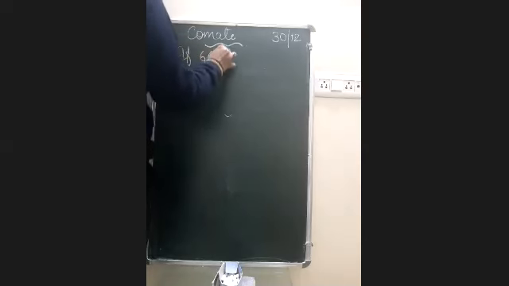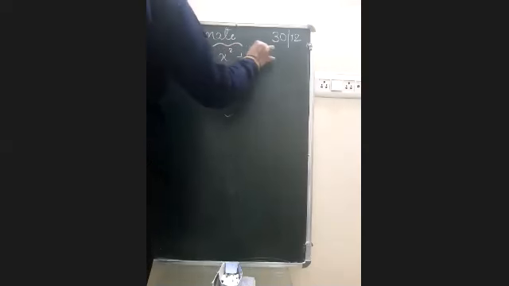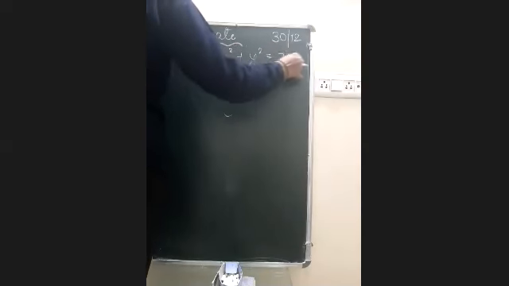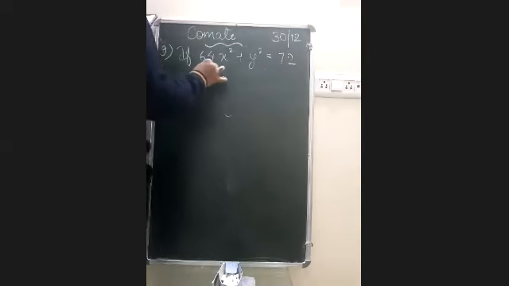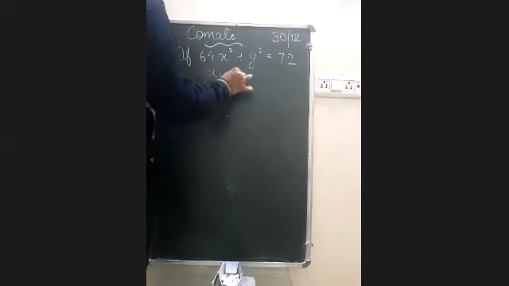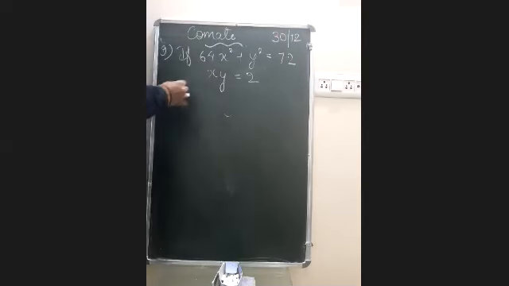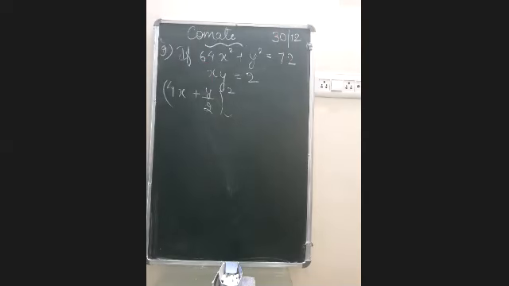So the question says that if 64x square plus y square is equal to 72, this is given in the question, and xy is equal to 2, you need to find out the value of (4x plus y by 2) to the whole square.